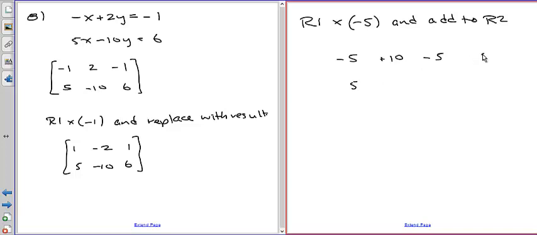So this is R1 times -5. And then we write down R2. And then we add them together. We get 0.